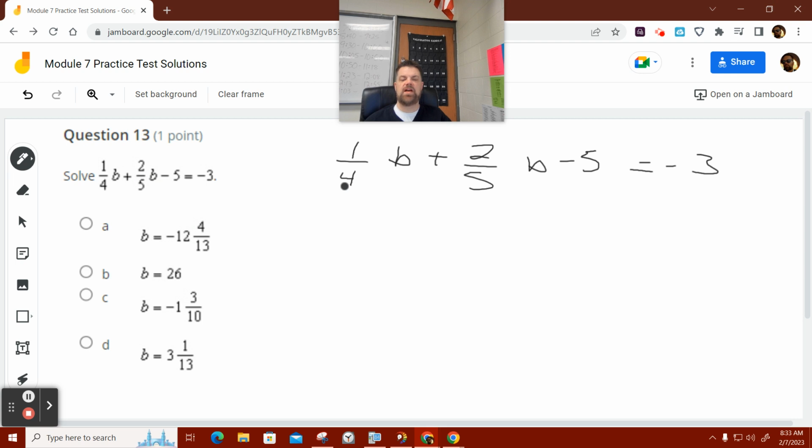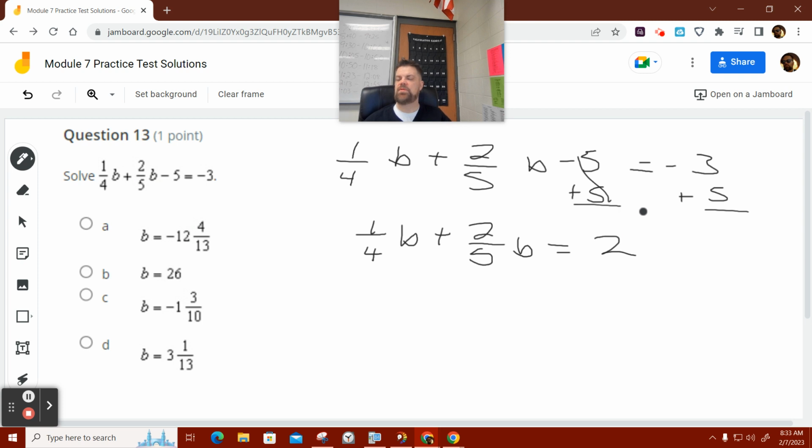I notice that this is a constant and this is a constant, so I'm just going to move this. I'm going to clean it up a little bit. When I do that, this cancels and I get 1/4 b plus 2/5 b equals 2. Okay.